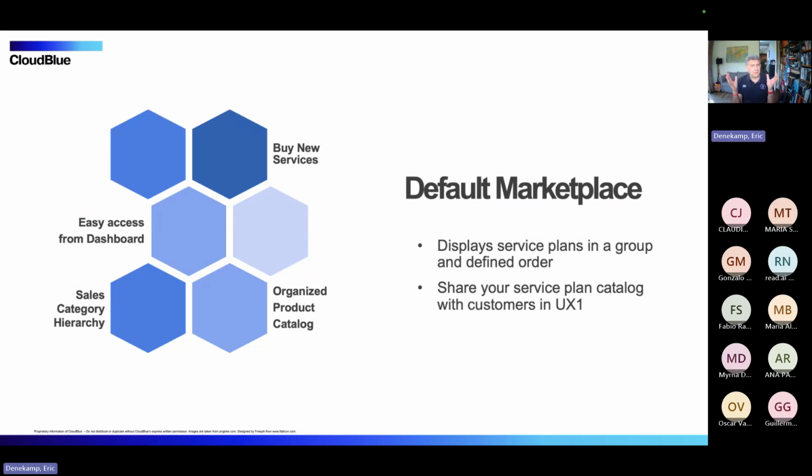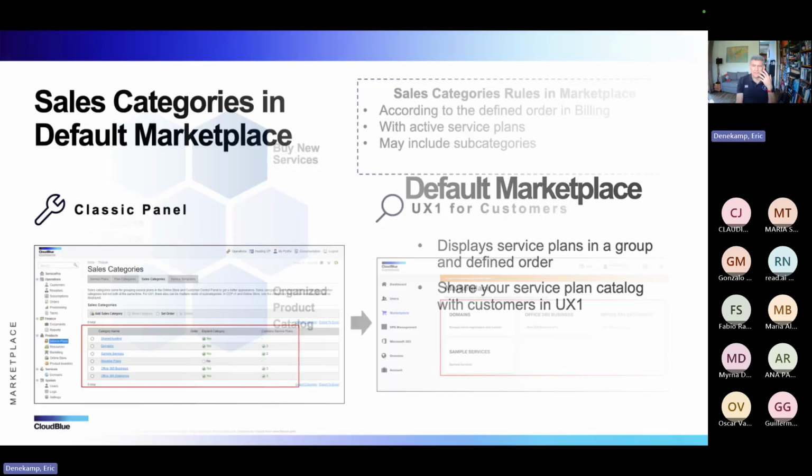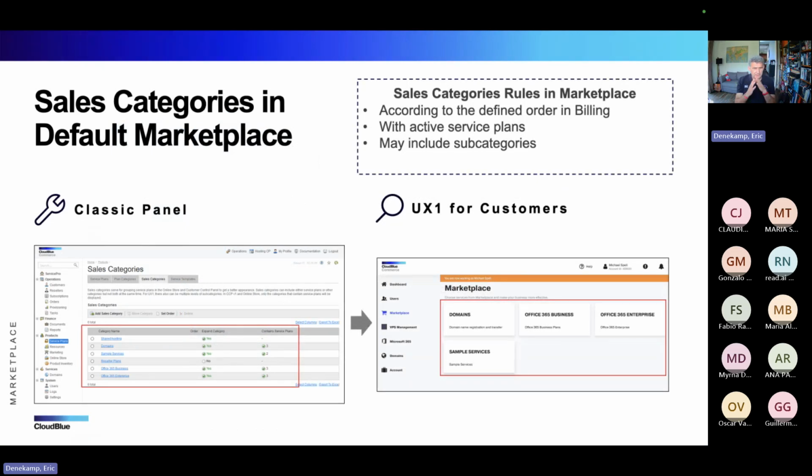I can just share my service plan catalog with the layers below or above, depending on how you look at it. And as I said, the sales categories are still a thing. Sales categories are the categories that will show up in my marketplace, whether that is the new UX1 marketplace for customers, resellers, and providers, or the original marketplace. We can group our plans into sales categories.